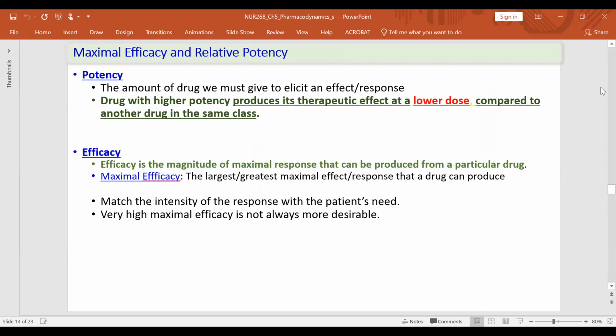So again, just to recap, potency is the amount of drug you must give to elicit a response or effect.